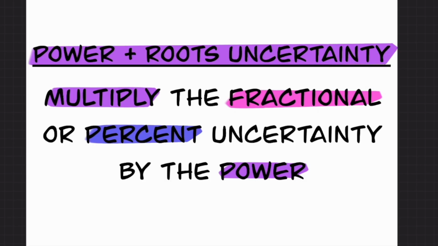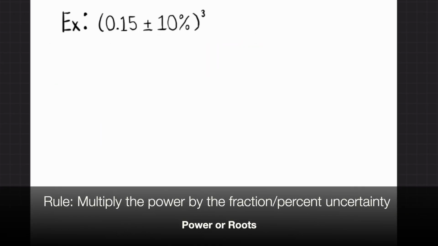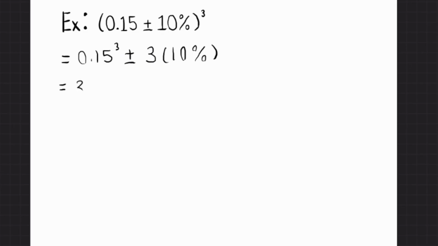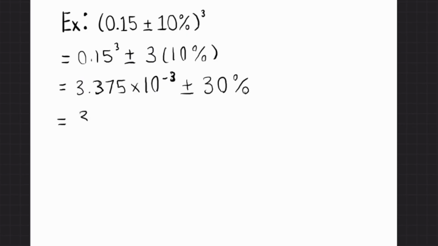Okay, now let's look at uncertainties when you have powers or roots. This one is pretty simple. You multiply the fractional or percent uncertainty by the power. So let's look at an example. Alright, so here we have 0.15 plus or minus 10% to the power of 3. Since I used a fractional uncertainty example last time, let's use a percent one. Now we have 0.15 to the power of 3 plus or minus, since it's power of 3 times 10%. 0.15 to the power of 3 is around 3.375 times 10 to the negative 3 plus or minus 30%. Now obviously we need to convert this back to absolute, but let's first get the actual value. So this would round to two significant figures because 0.15 has two significant figures, and this would be plus or minus 0.1 times 10 to negative 3.